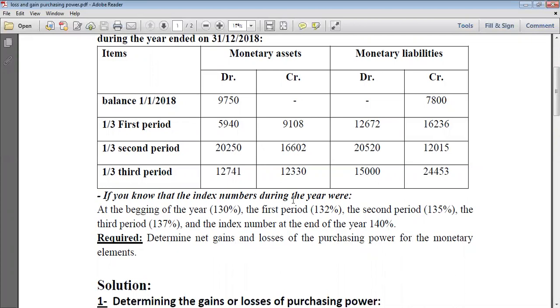نديني الاندكس نمبر اللي انا هستخدمه علشان اعمل الامندمنت after the inflation، اجيب التعديل بعد الانفليشن، وعايز يعرف مقدار الخساره والمكاسب of purchasing power للقيمه الشرائيه for the mandatory elements. mandatory elements عندي اللي هو mandatory assets والmandatory liabilities.